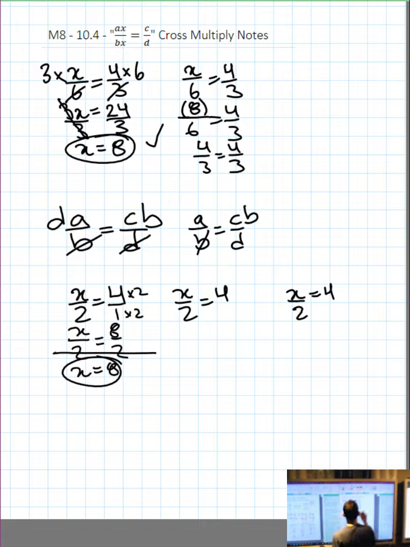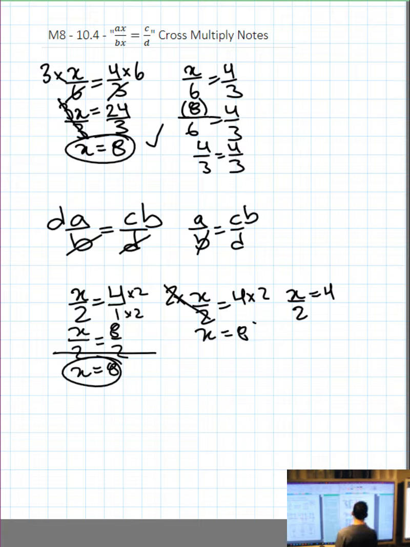Algebra, I'm going to spread these out a tad, excuse me. Algebra, the 2 on the bottom, I'm just going to times those sides by 2. On the left-hand side, I have 2 over 2, which is 1. I can cross it off. x equals 8. That was shorter. Don't have to do as many steps.